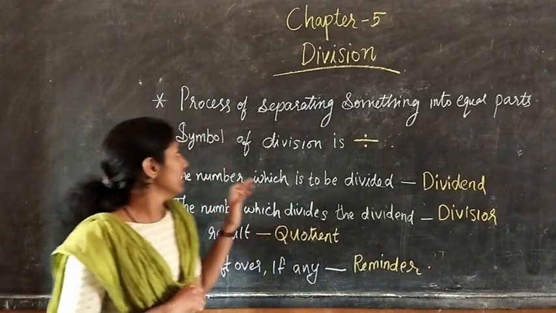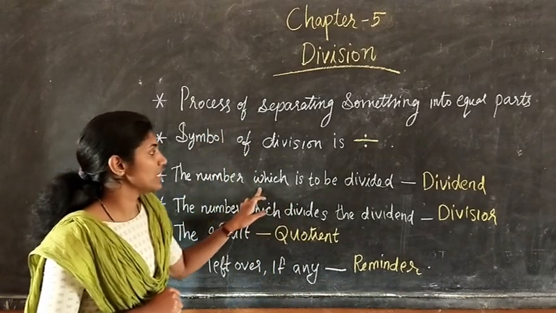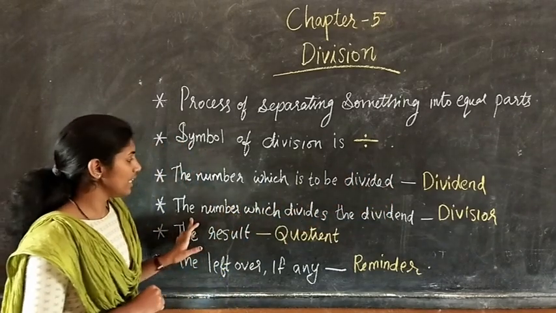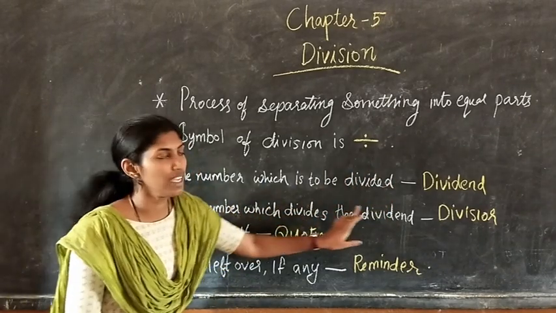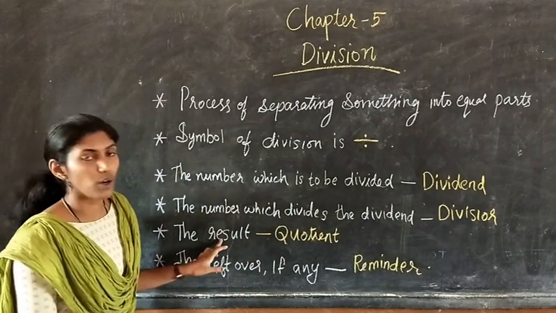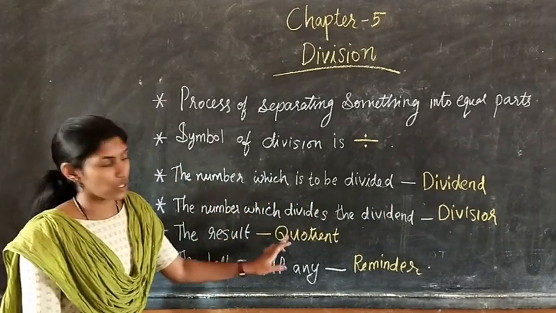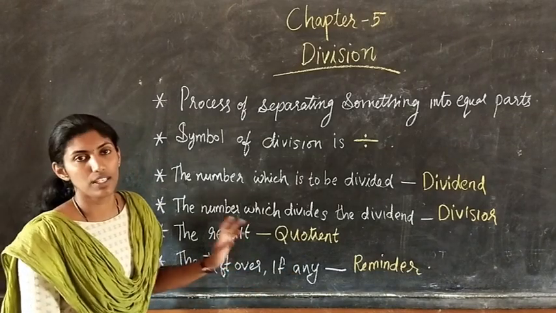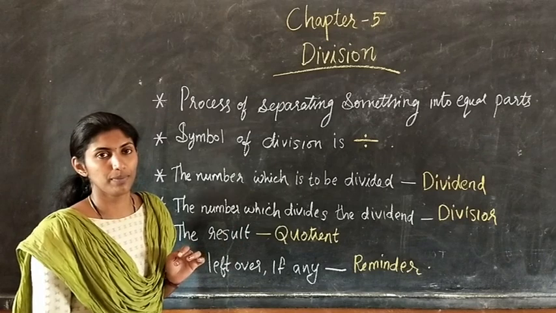Once again, the number which is to be divided is known as dividend. Then the number which divides the dividend is known as divisor. Then the result or answer obtained is known as quotient. Finally, the leftover, if any, is known as remainder.